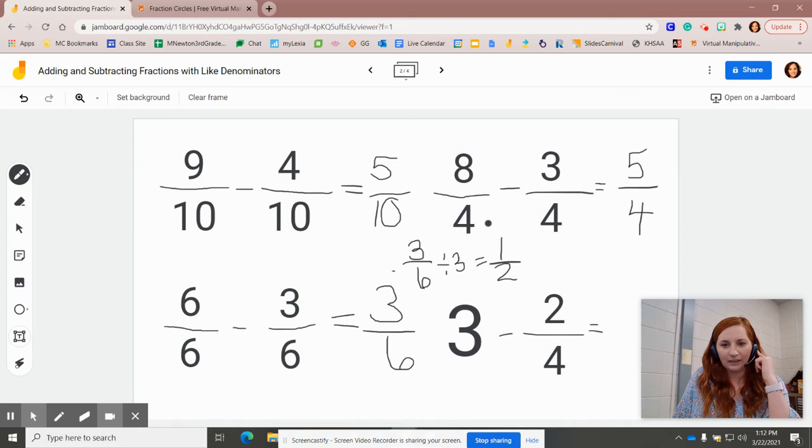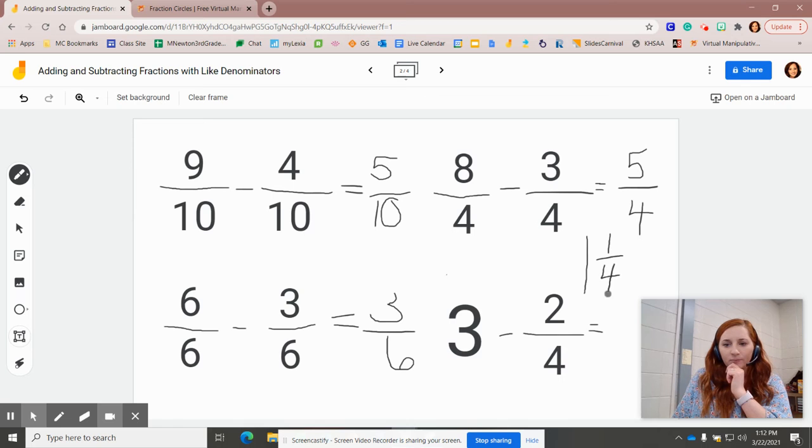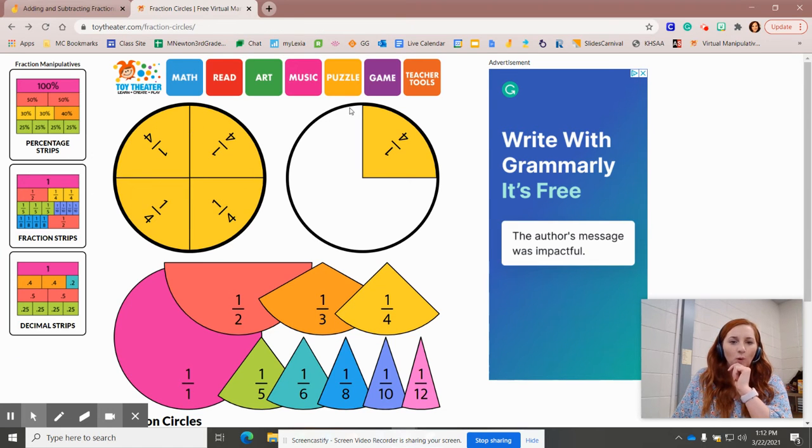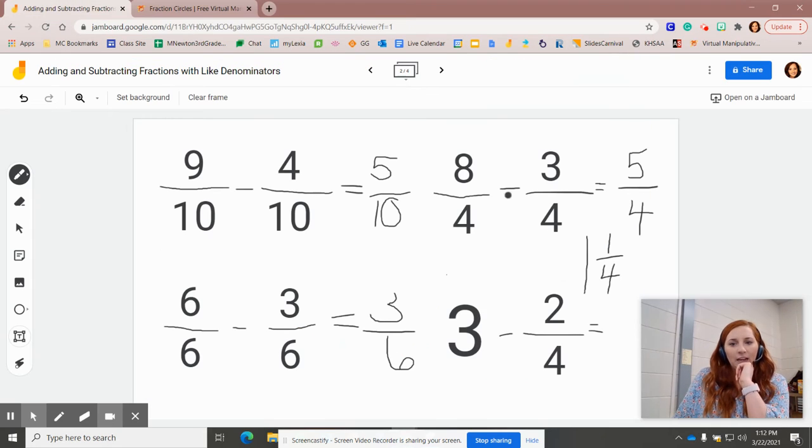I also know that I can leave my denominator the same and just do 8 minus 3, and that would get me 5. What is 5/4? It's an improper fraction, but we've got to change that to a mixed number. How can we change 5/4 to a mixed number? Well, 4 goes into 5 one time, so I have 1 whole. Then I have 1/4 left over. And look, I've got 1 and 1/4 because I have 5 slices broken into fourths. So the answer could be 5/4 or 1 and 1/4.